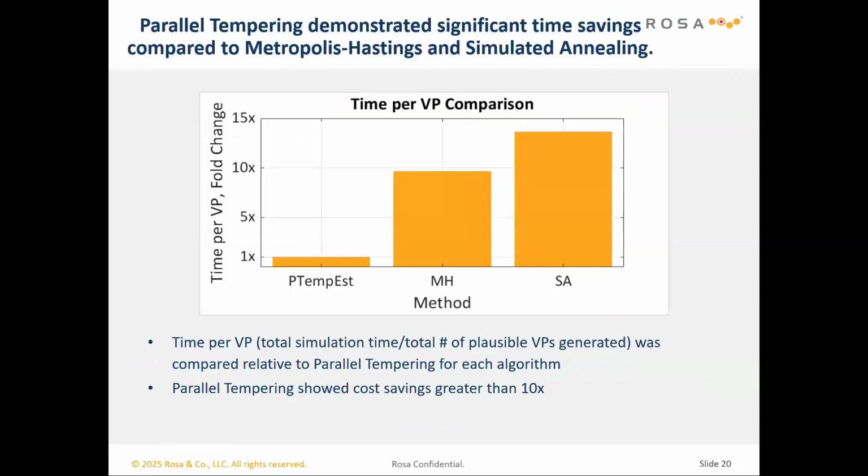The time per VP, calculated as the total simulation time divided by the total number of plausible virtual patients generated in the simulations, was compared relative to parallel tempering for each of the algorithms. The time per VP was found to increase by almost 10 times for the Metropolis Hastings algorithm and increased by almost 15 times for the simulated annealing algorithm.